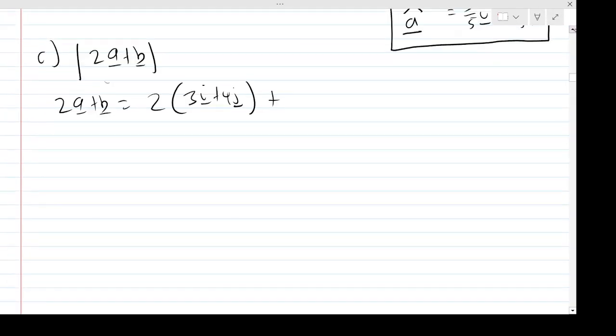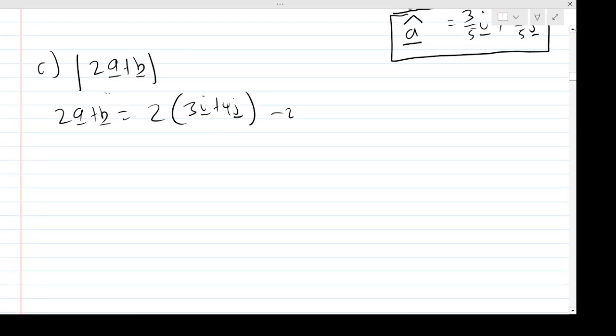So minus 2i minus 4j. So then we can just firstly expand the bracket, right? So 2 times 3i is 6i. 2 times 4j is 8j.